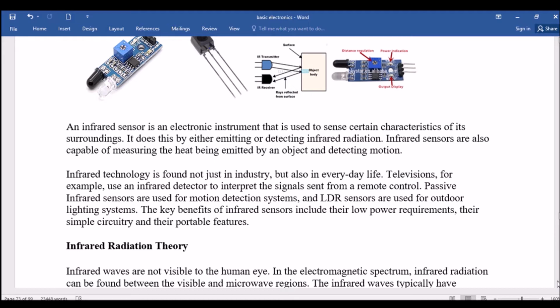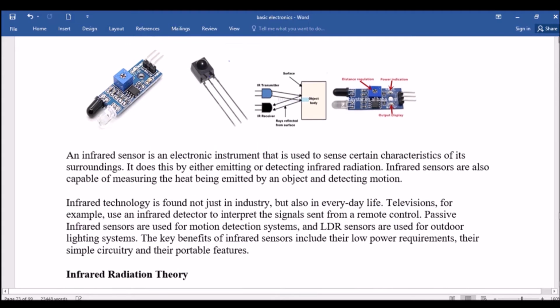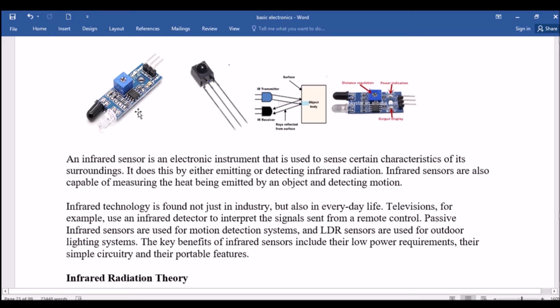The key benefits of infrared sensors include their low power requirements, their simple circuitry, and their portable features. You see different types of infrared sensors here, all of them.